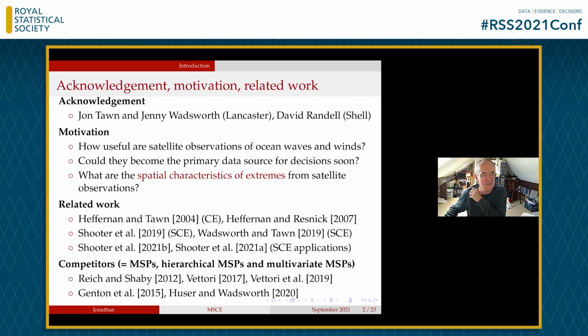spatial extension. So I guess if you're thinking about competitors to this approach, then it would be people in the extremes literature who work with MSP, so max-stable processes, and then there are various extensions of those like hierarchical max-stable processes and then multivariate max-stable processes. And Reich and Shaby, Genton, Huser, Wadsworth and Vettori are kind of notable in that area.